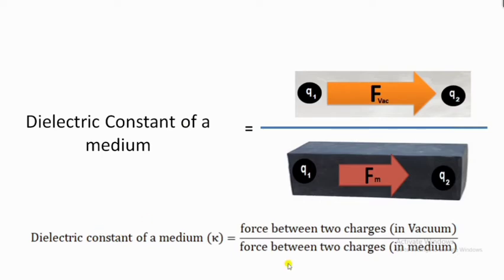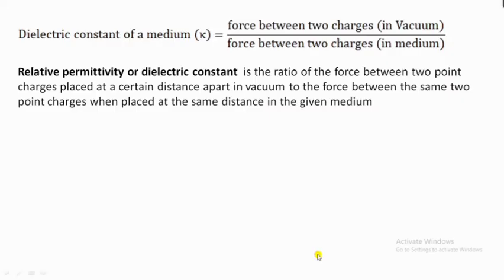So this is the formula: force between two charges in vacuum divided by force between the same two charges at the same distance in that medium. So this is the definition which I have already explained. You can pause the video and copy the definition.